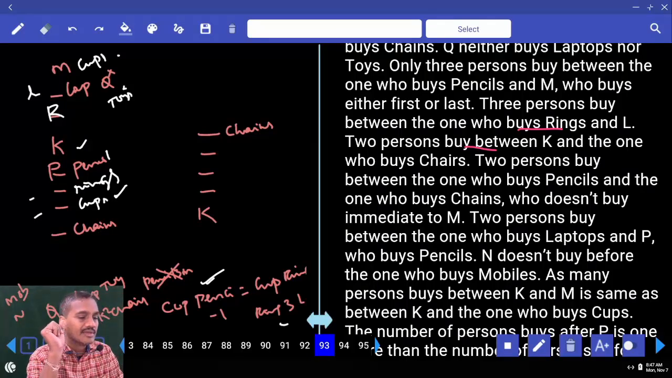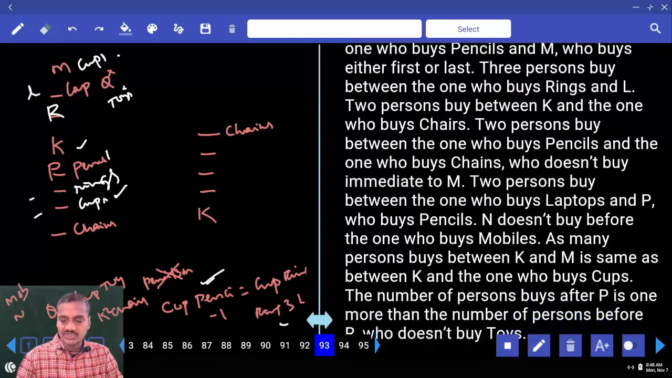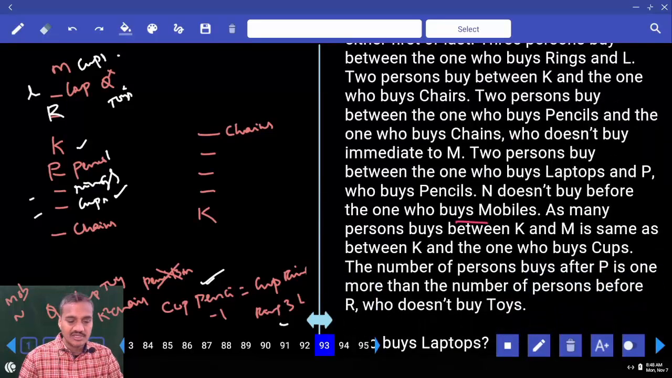Unde chance unda? Ledhu kada manaki. Appudu chairs paiki ravali. Ikkada kappu unte paiki emo chair vellipovali. M will be chair. 2 persons between K and chair. 2 persons between pencil and chain. Pencil and chain 2. Chain does not buy immediate to M. And 2 persons between laptop and P. Now between P and laptop there must be exactly 2 people. And P buys a pencil. And N does not buy before the one who buys mobiles. N is after the one who buys mobiles.